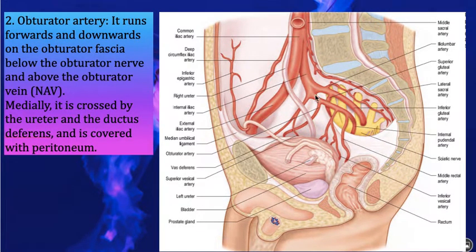Number two is the obturator artery. You can see it's the obturator artery. It runs forward and downward onto the obturator fascia and above the obturator vein. Medially, it is crossed by the ureter. You can see it is crossed by the ureter and the ductus deferens as well. This is the ductus deferens. And it is covered with the peritoneum, the obturator artery running like this.